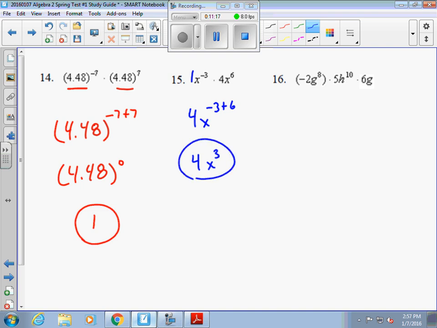For number 16, you have negative 2g to the 8th times 5h to the 10th times 6g. Multiply negative 2 times 5 times 6. When you multiply negative 2 times 5, you get negative 10, and negative 10 times 6, you get negative 60. And then multiply your bases. You have two of them that are g to the 8th and g to the 1st. Anytime you multiply the same bases, you add the exponents, 8 plus 1. There's also an h variable raised to the 10th exponent. You cannot add 10 to a plus 1 because one's g and one is h. So this one will simply be negative 60 g to the 9th, h to the 10th.